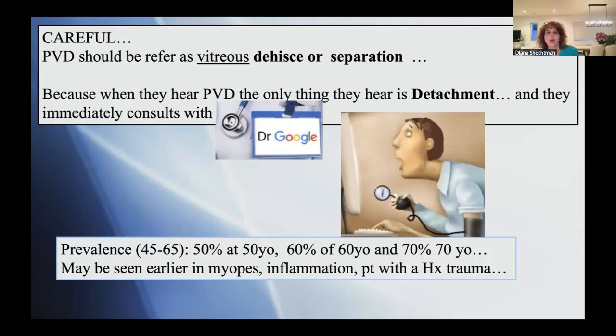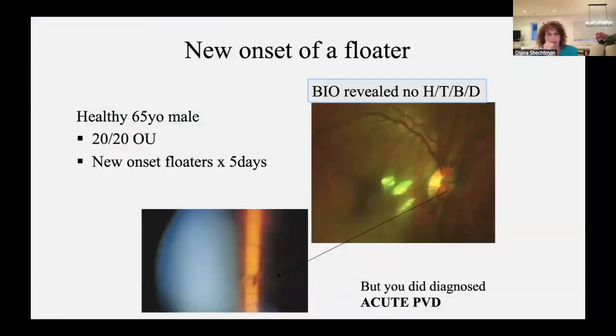So I often call it a dehiscence or separation of the vitreous in order not to confuse it with a retinal detachment. The incidence increases to about 50% in people in their 50s, goes on to 60% in their 60s, 70% in 70-year-olds, and so on. So with age, the chances of a PVD is more likely to occur. It can occur in younger patients secondary to trauma or a history of trauma.